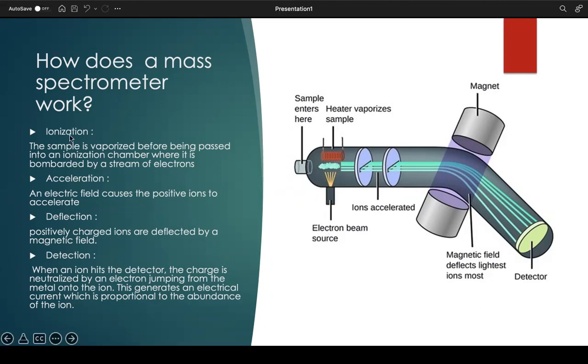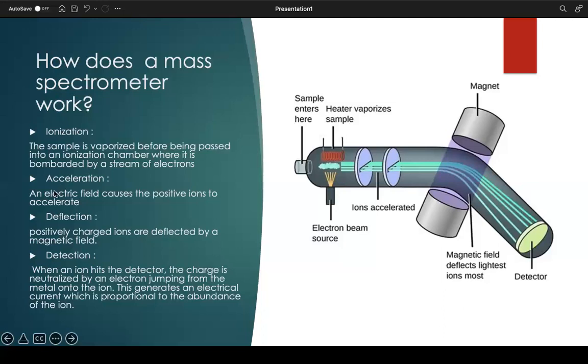So this is the first step, which is ionization, where the sample is vaporized before being passed into an ionization chamber, where it is bombarded with a stream of electrons. The electrons will collide with the atoms or the molecules of the sample, and one or more electrons are removed from the atoms or molecules to form positive ions.